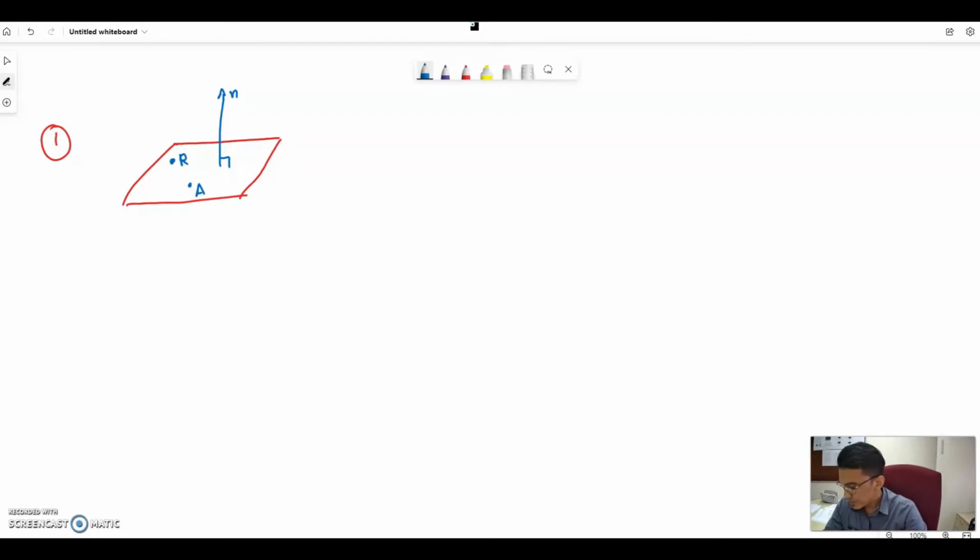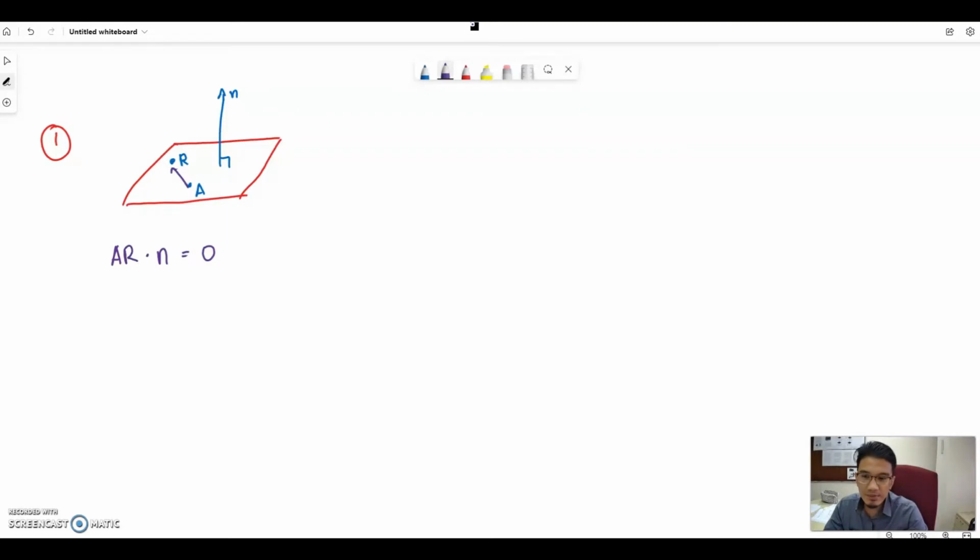Since both points A and R lie on the surface of the plane, vector AR dotted with vector n, which is perpendicular, will be equal to 0, because vector AR and vector n are perpendicular to each other.